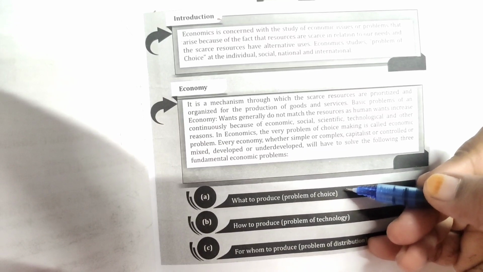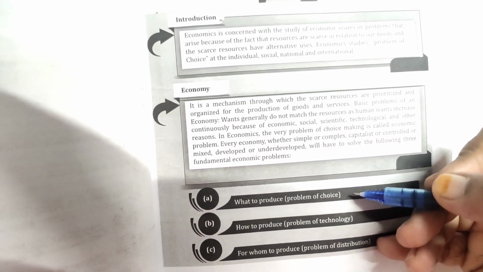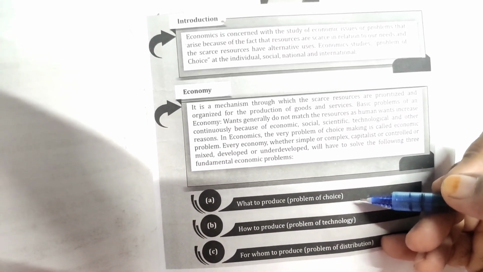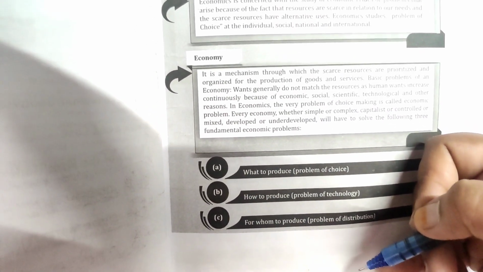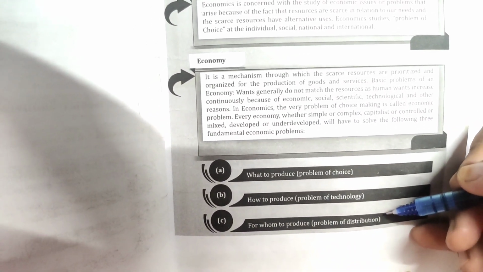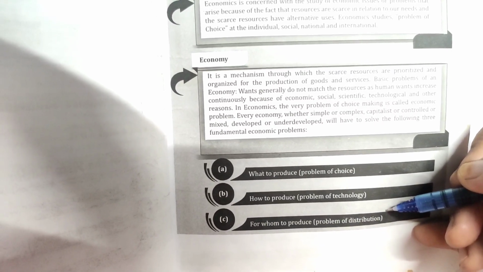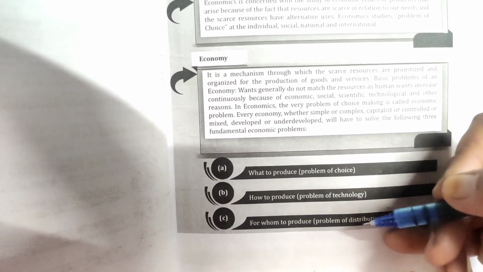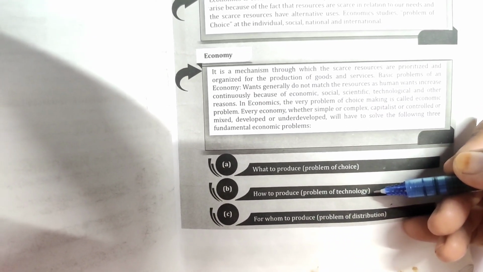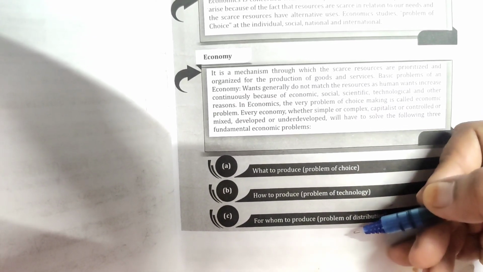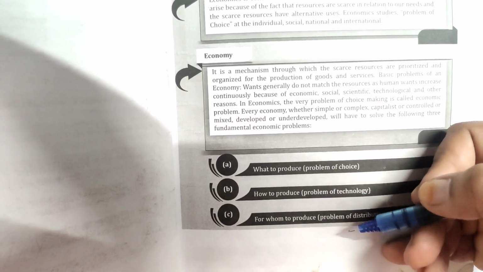After that, how to produce. For example, you have taken the decision that you will produce an agricultural product. Now you need to ask yourself again how you are going to produce it, whether you are going to choose modern technology or traditional technology. So this discusses the problem of technology which you are going to adopt for the production of your goods. Lastly, you need to ask yourself for whom you are going to produce.